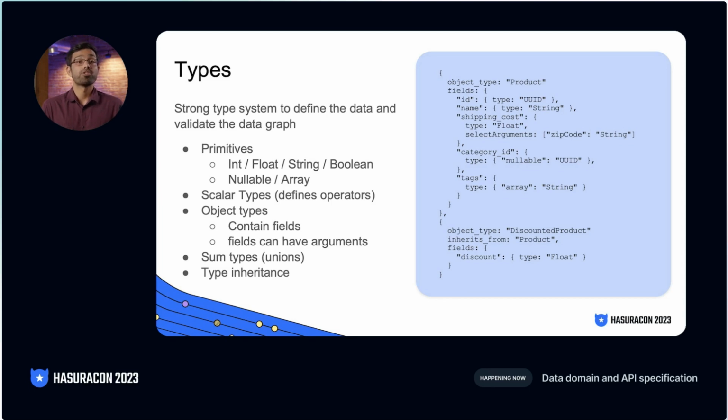OpenDDS also supports type inheritance, in which case all fields of the base type get inherited. In this example, discounted product inherits from product, so it gets all the fields of the product type, and also has an extra field for the discount, which the product type does not have.